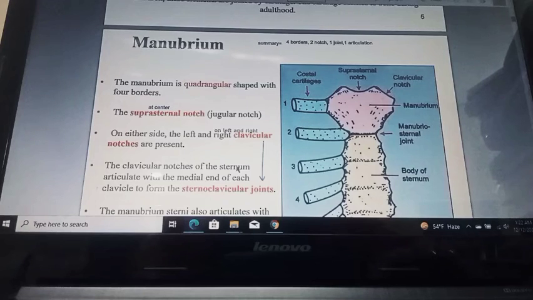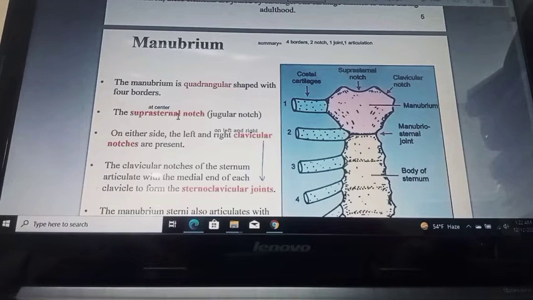First of all, we will see the manubrium. In summary, you can say that the manubrium has four borders, two notches, one joint and one articulation. I wrote here, you can see it has four borders, two notches, one joint and one articulation. Now we'll see in detail that the manubrium is a quadrangular shape. The manubrium is the topmost structure of the sternum. It's quadrangular, meaning it has four angles.